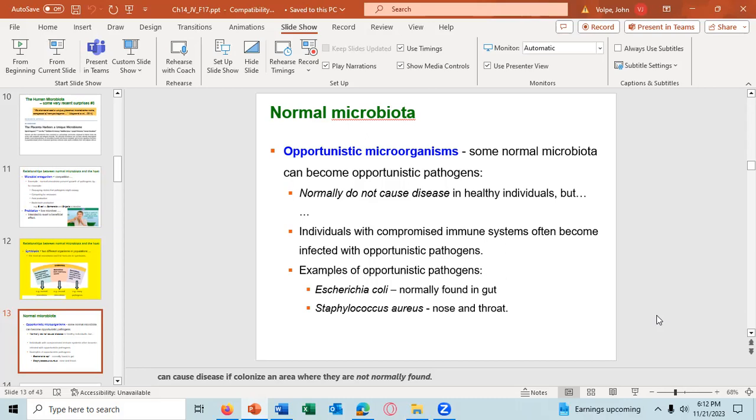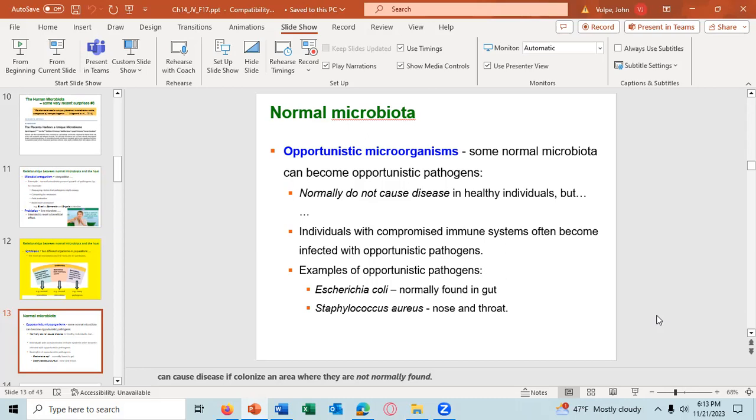E. coli is normally found in the gut, and as long as it stays in the gut, it doesn't cause any problem. It's a part of our normal microbiota. But if it grows in the lungs or the ear, that's a place where E. coli should not grow. And here we call it an opportunistic pathogen, not an opportunistic microorganism, where it's growing where it should not, and then causing disease.